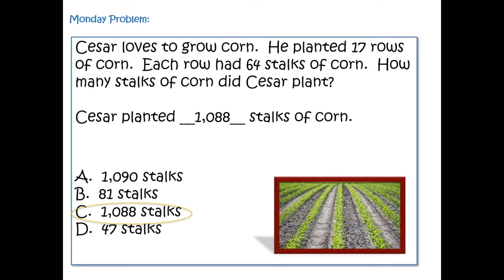Now let's go back to my sentence and see if it makes sense. My sentence was Caesar planted blank stalks of corn. Caesar planted 1,088 stalks of corn. And I think to myself, does that answer make sense? Yes, it does. So my answer choice is C.